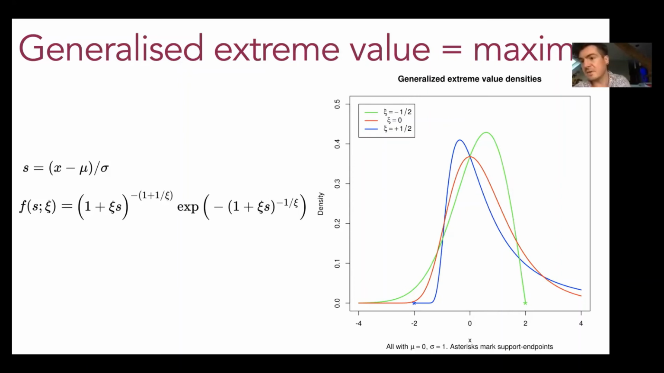So for instance, if I'm looking at the tallest person in a bunch of people, if my Xi is -0.5, then my tallest person might be 7 feet tall, or 2 meters tall or something. Whereas if my Xi is +0.5, the tallest person might be 10 feet tall or 3 meters tall. So it basically characterizes how likely I am to get a very extreme value.